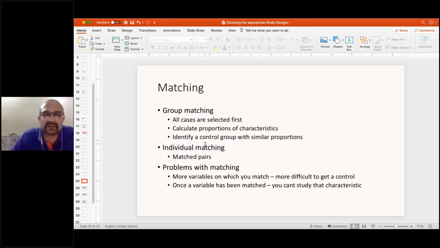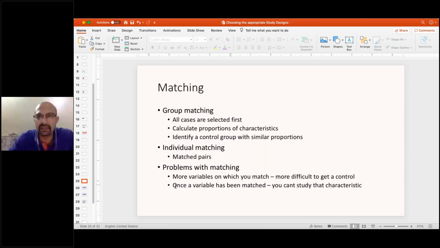There could be an individual matching, आपने एक केस लिया और उसके साथ आपने एक कंट्रोल मैच किया उसी एज का उसी सेक्स का, that's called matched pairs। मैचिंग का प्रॉब्लम ये है कि अगर आपने एक वेरिएबल के ऊपर मैच कर लिया है, आपने अगर एज और सेक्स मैच कर लिया है, तो आप ये कभी नहीं बता पाओगे कि एज और सेक्स का क्या प्रभाव है आउटकम के ऊपर। Once a variable has been matched, you will not be able to study that variable in the association with outcome.